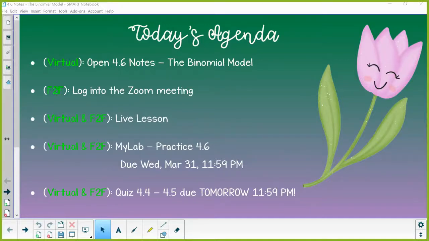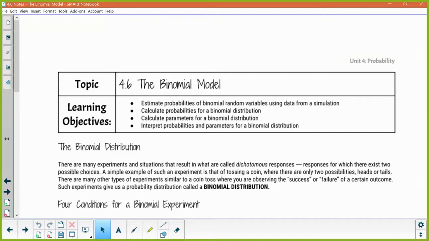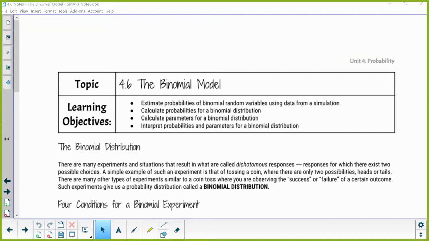Okay, so today we are going to talk about the binomial model. We are going to estimate probabilities using it, and we're going to work through a couple of different methods on how to approach this. Again, I'm going to show you how to do it with the basic table probabilities method, and then I'm going to show you how to use the formula and your calculator.